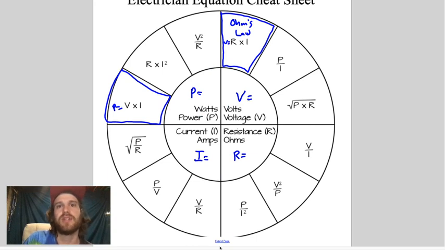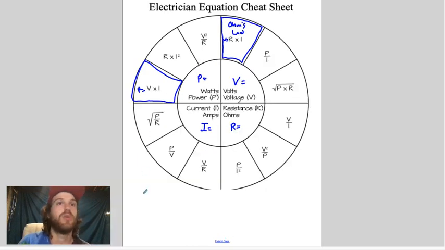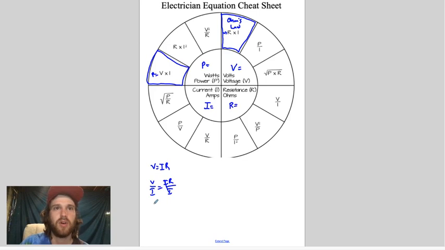Some of them are going to be very, very easy, but you'd set up every one of them starting with something like V equals IR. Here's an example. Then you show the work to get to the next equation. I can solve for resistance by dividing both sides by I. V divided by I and IR divided by I, the I's cancel, and you end up with R equals V divided by I.